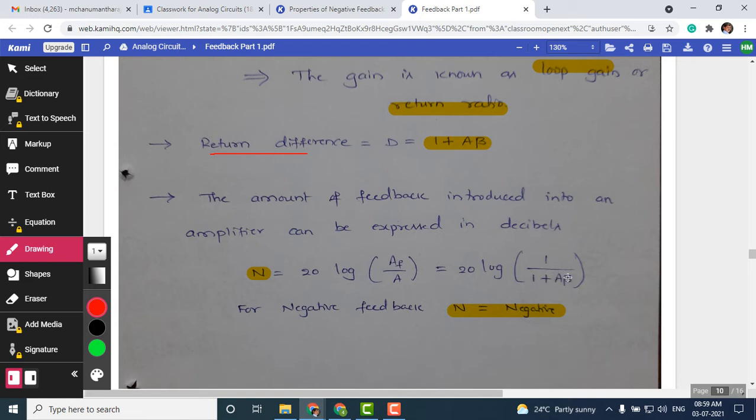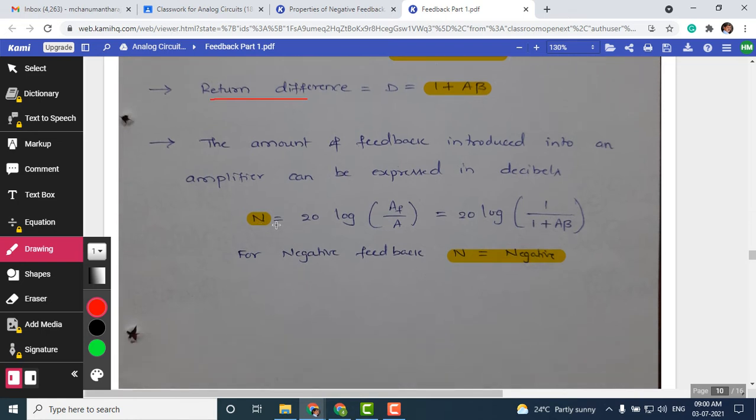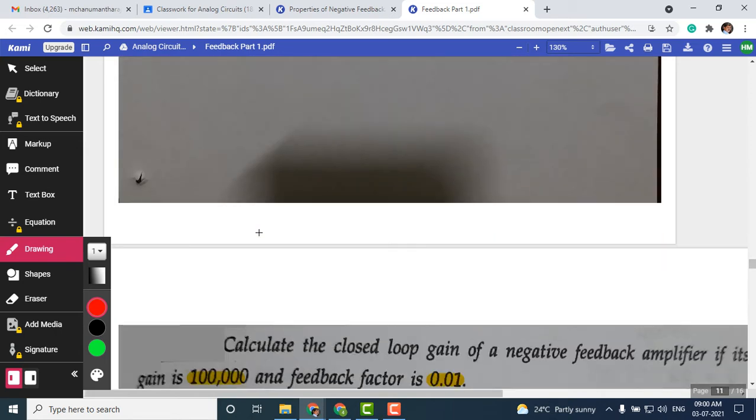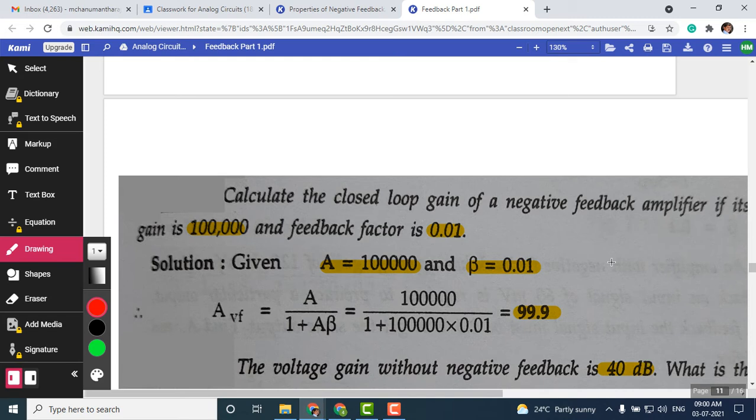Okay, so here these formulas, once you are familiar, you can directly substitute here and find out the final equation for the n. N is nothing but the amount of feedback introduced into an amplifier. If n is negative, it means it is a negative feedback amplifier. If n is positive, it's a positive feedback amplifier. Okay, now we have a few problems to solve here.